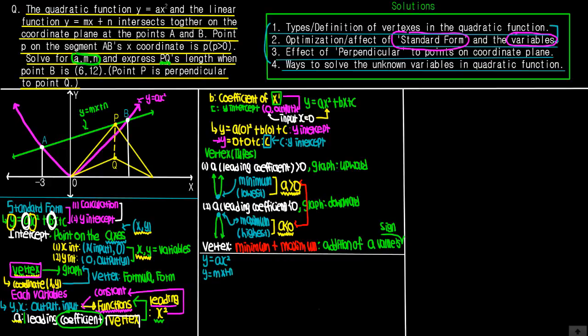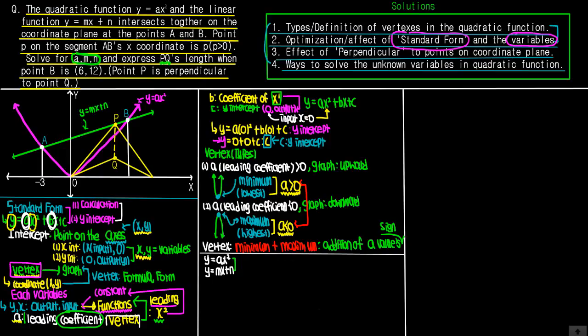mx plus n and ax squared will be the examples of our functions, but there are different types of function, where the first one is our quadratic function and the second one is our linear function. So let's write it down again in a neat way. y is equal to ax squared, our quadratic function. y is equal to mx plus n, which is our linear function. So we need to have some information from here. Before that, let's think about the points, which is the basic structure of our coordinate plane.